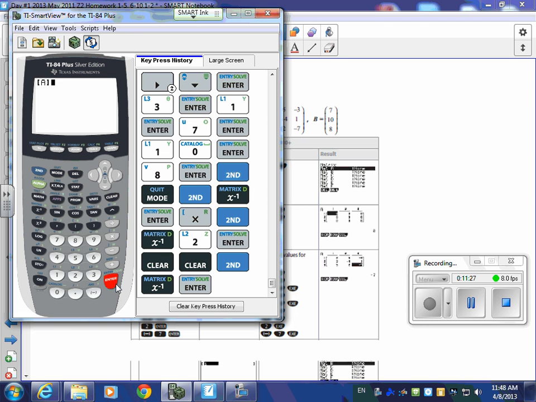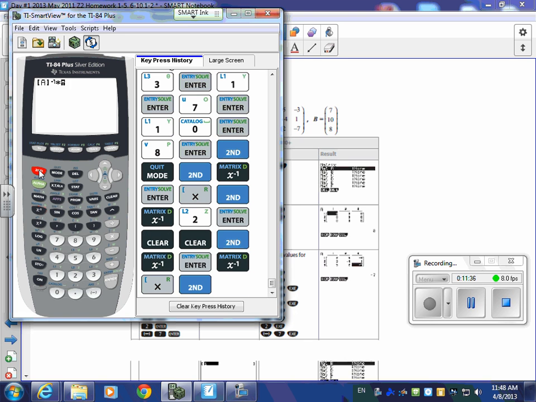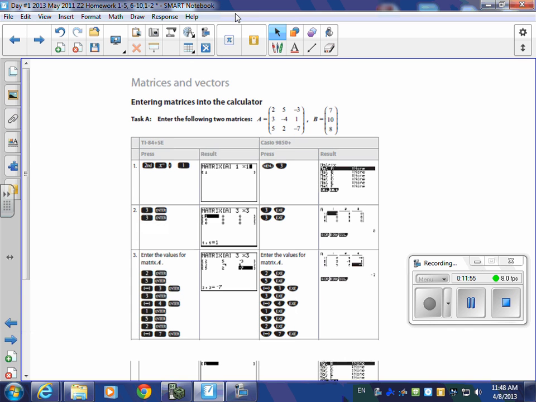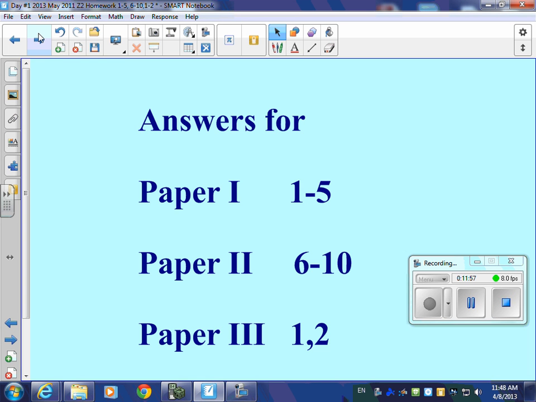And do you remember how to do it? Inverse times B. Is that, you kind of remember that? It's been a while. And when I hit enter, that'll be the solution for those 3 equations, 3 unknowns. That's a skill you really need to know just anytime you want to use it, not just for the test. And I think that's all I have for the calculator.